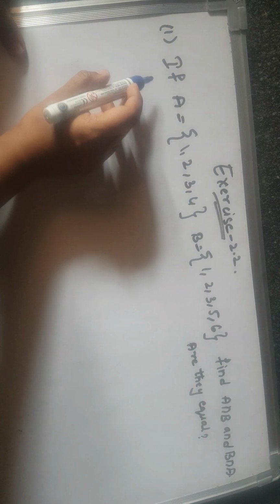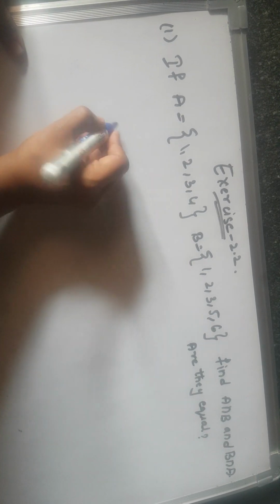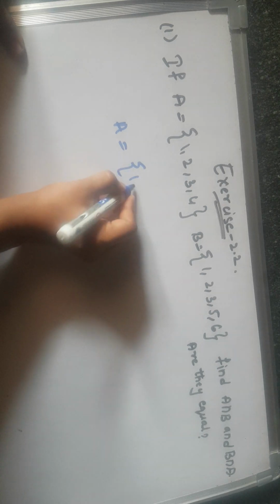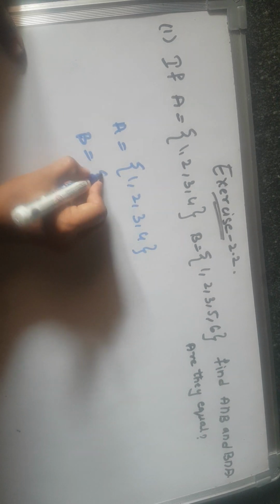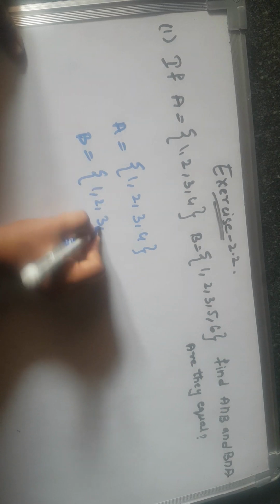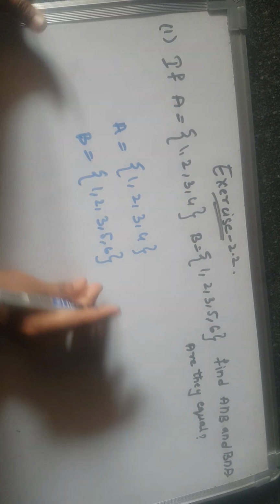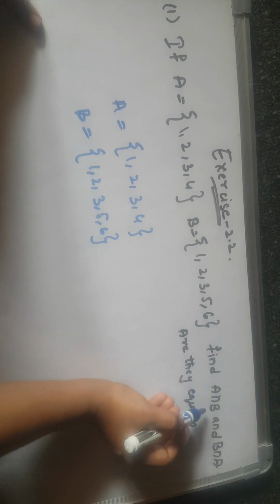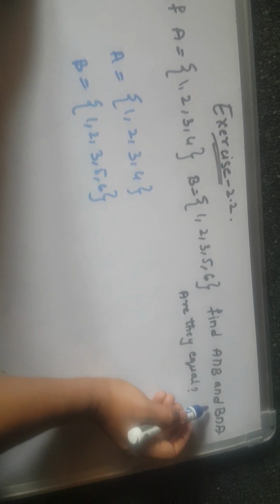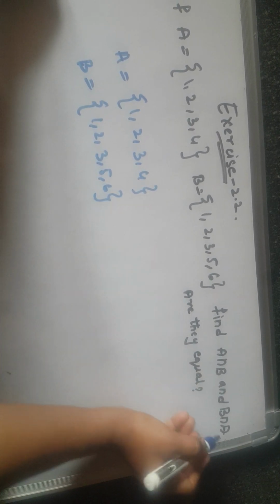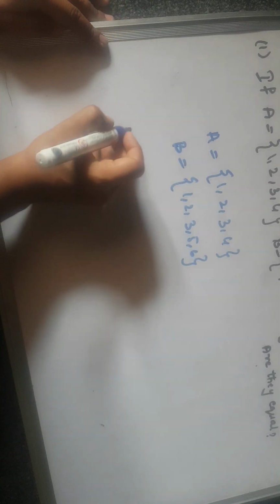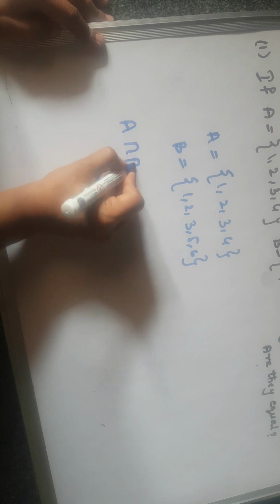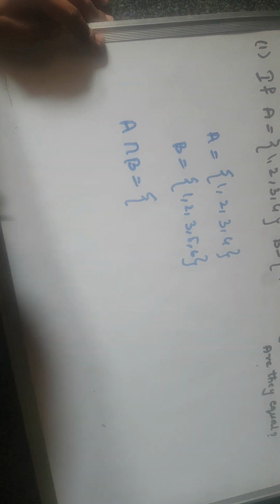Given the values of A are 1, 2, 3, 4, and the values of B are 1, 2, 3, 5, 6, we have to find A intersection B and B intersection A, and prove whether they are equal. Okay, find A intersection B. A intersection means you have to take the elements which are common.